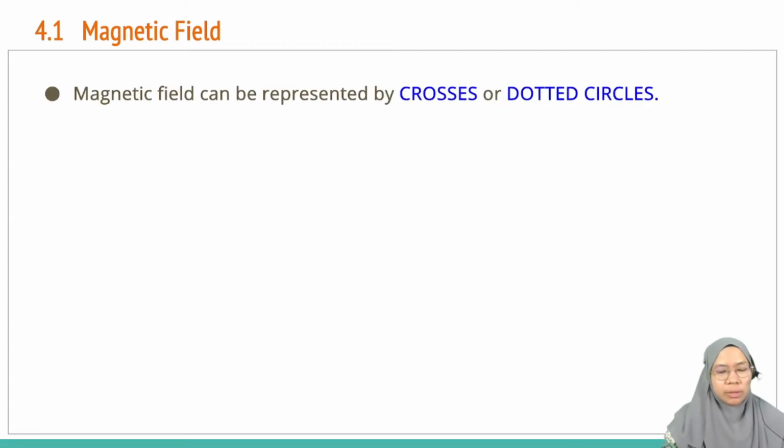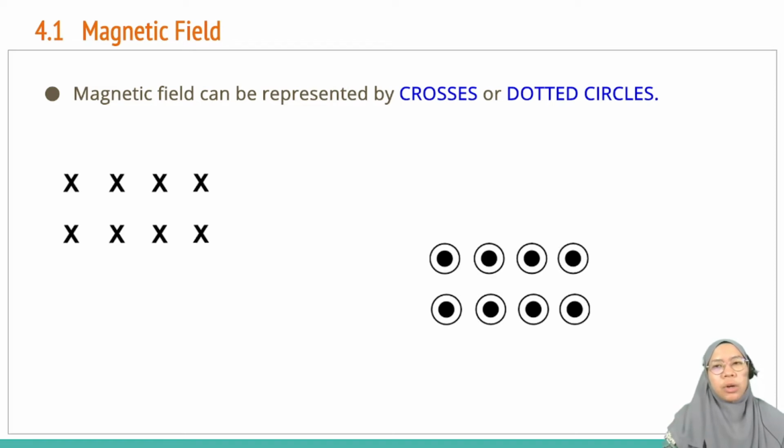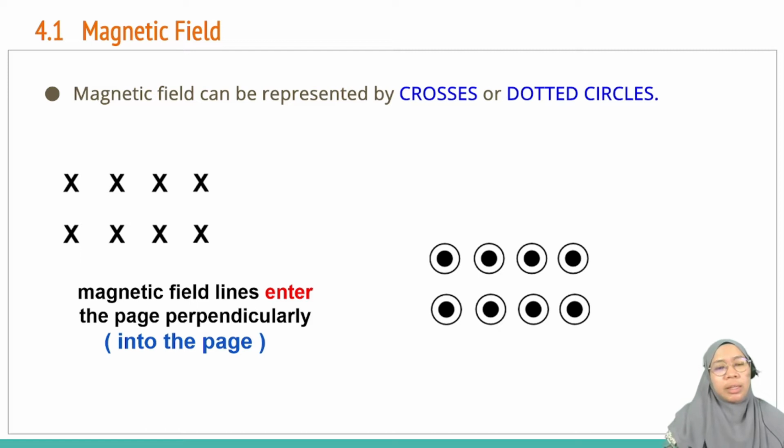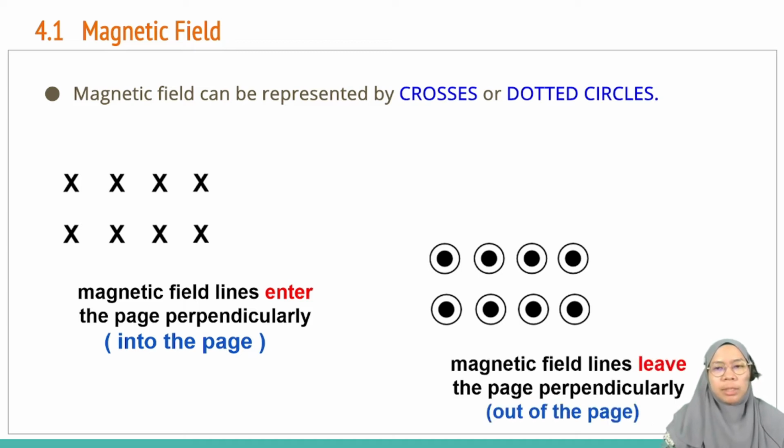Next, on how to represent magnetic field, we can use crosses or dotted circles. For the crosses, they indicate that magnetic field lines enter the page perpendicularly, or into the page. Magnetic field lines leave the page perpendicularly, out of the page, for the dotted circles.